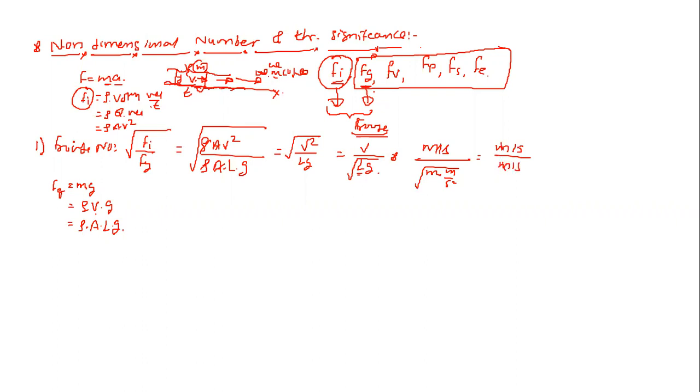Meter cancels with meter, seconds cancel with seconds. So it is not having any unit. If there is no unit, it means there is no dimension. As it is not having any dimension, that is L0, M0 and T0, that's why it is called a non-dimensional number. So the first one we have seen here is the Froude number.